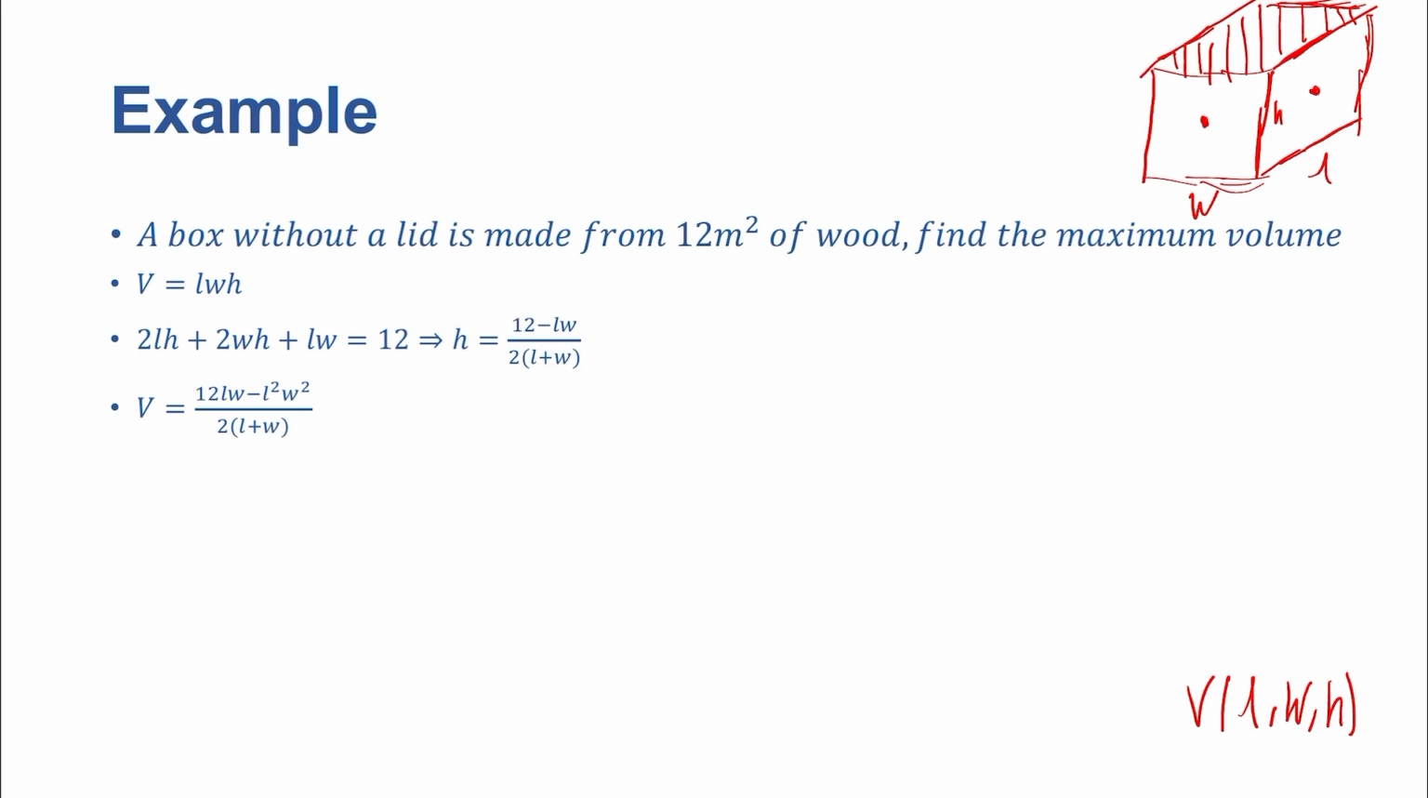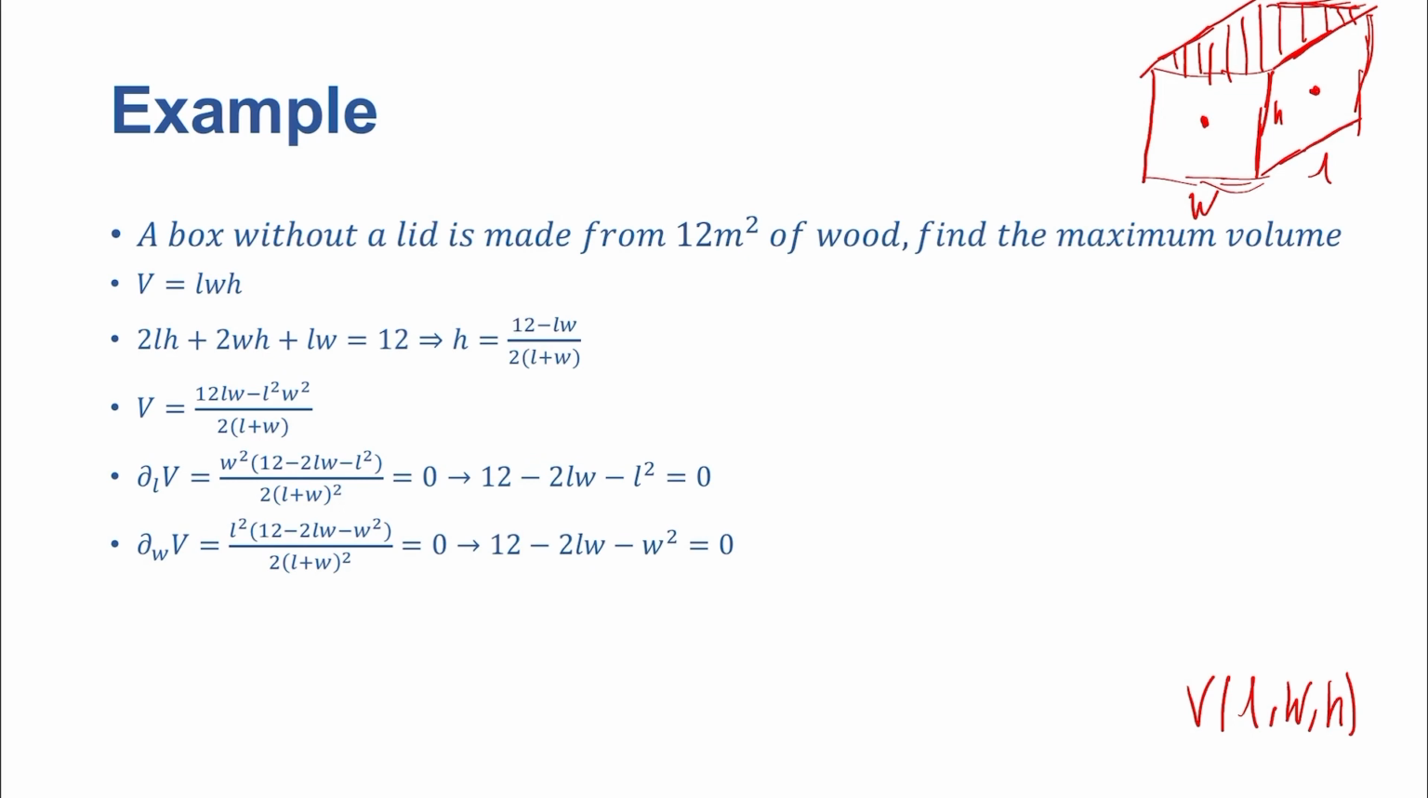Now we want to find partial derivatives of this expression so that we can optimize the volume based on length and width. If I take the partial derivative with respect to length of the volume, I get width squared times 12 minus 2 times length times width minus length squared over 2 times length plus width squared. And we set this equal to 0. We can simplify this, and we only need to care about the numerator being equal to 0. So we will take 12 minus 2 times width minus length squared equals 0.